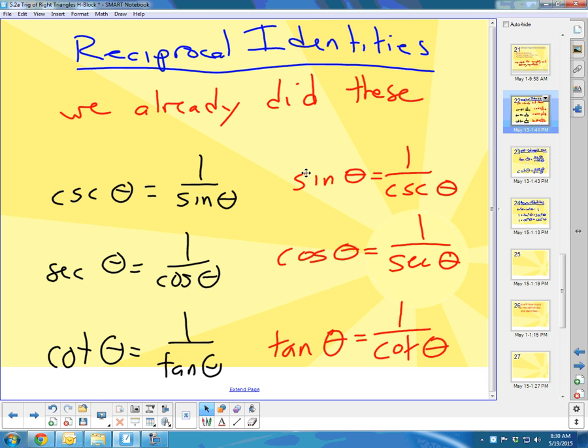Some publications will list all 6. Some will just list 3 and make the assumption that the other 3 are virtually the same thing. But in any case, you want to be able to use the reciprocal identities.